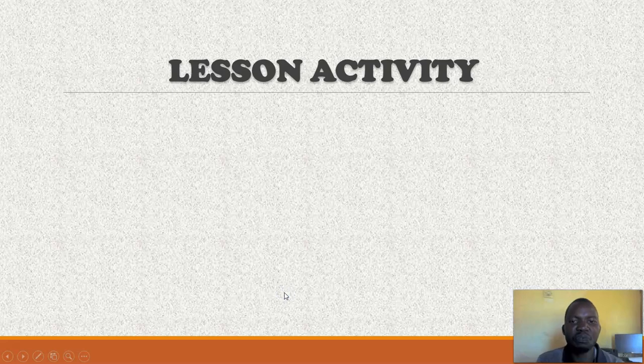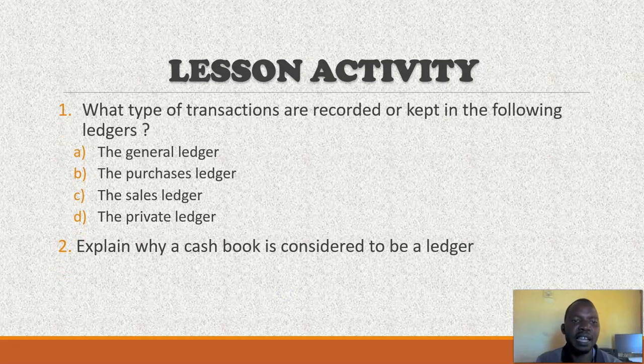We've come to the end of today's lesson, but I want you to take time and answer those questions. 1, I want you to answer question 1. What type of transactions are recorded or kept in the following ledgers? The general ledger, purchase ledger, sales ledger, and the private ledger. I also want you to explain why a cash book is considered to be a ledger account.